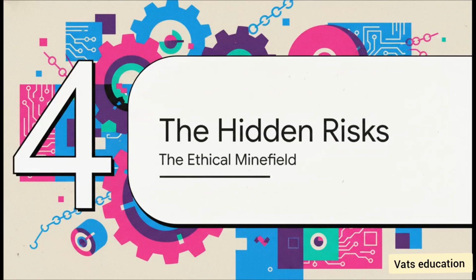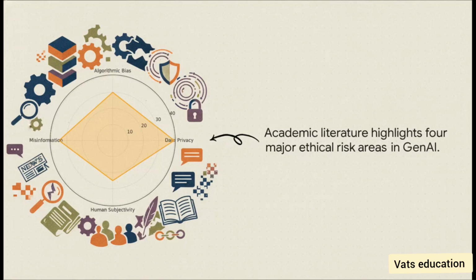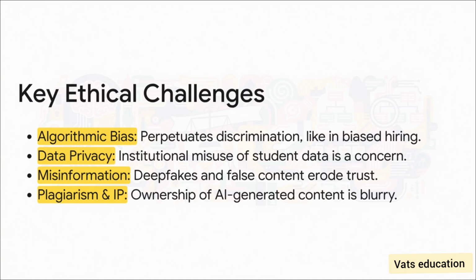Now, with all of this amazing power comes some pretty big responsibility. This tech is far from perfect, and we have to be really clear-eyed about the serious ethical challenges that come along for the ride. This chart here comes from a big review of academic research, and it gives us a really clear map of the danger zones. It breaks the risks down into 4 main categories: algorithmic bias, data privacy, misinformation, and everything related to plagiarism and intellectual property. So let's quickly unpack these.